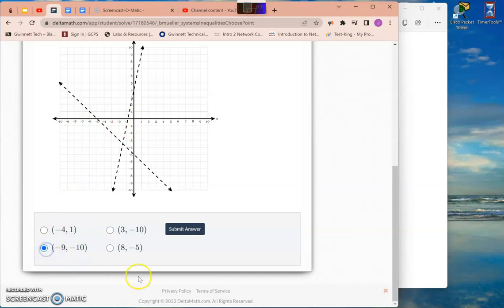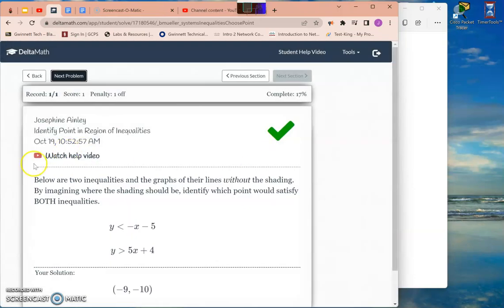So that's the answer, just to make sure we're going to check this one. 8, negative 5, that's not in here. So anything in here according to the calculator. So press submit and you are done. And that's unit 1C.